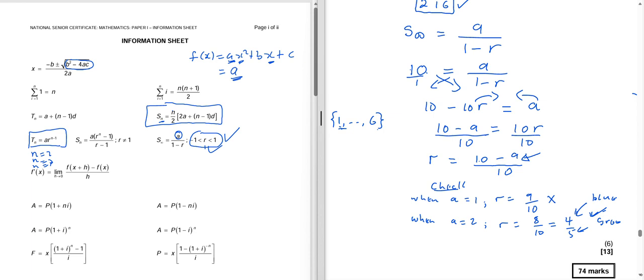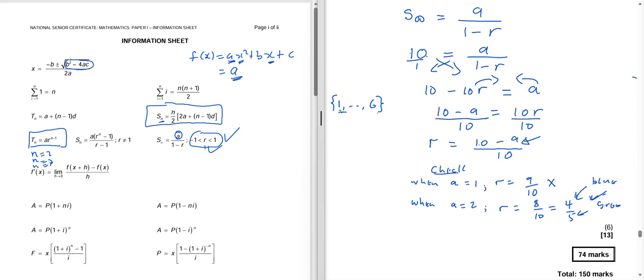Now let's check another one. When A is equal to 3, R is going to be 10 minus 3, which is 7 over 10. Can 7 over 10 be reduced in any way? No ways. This one will fail.